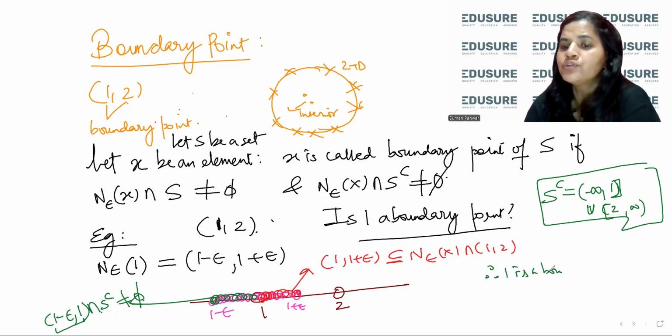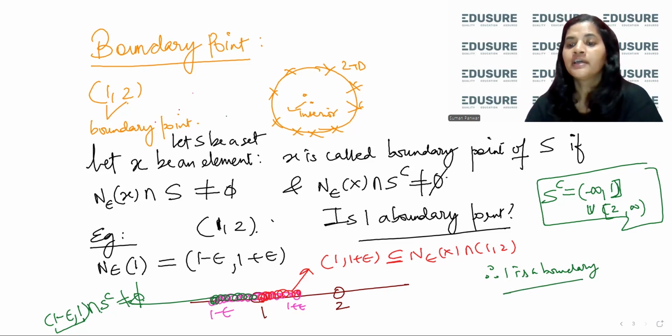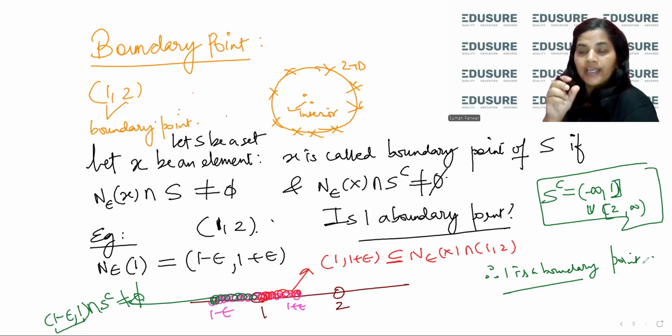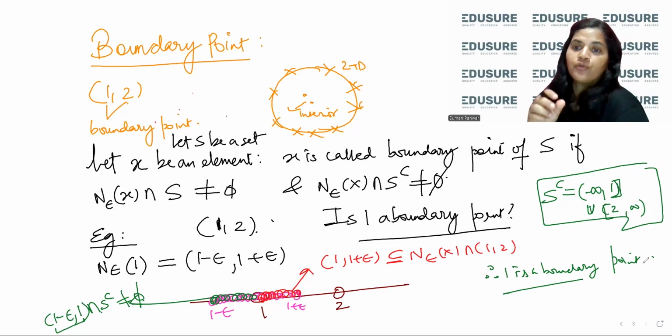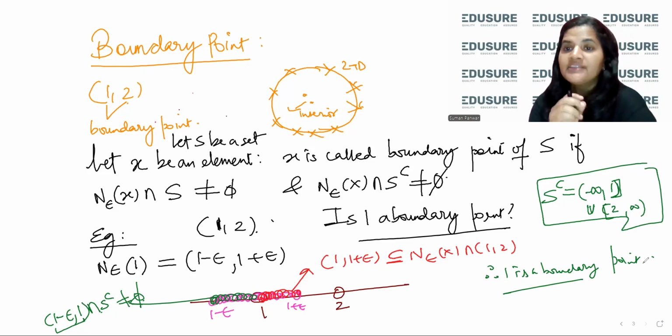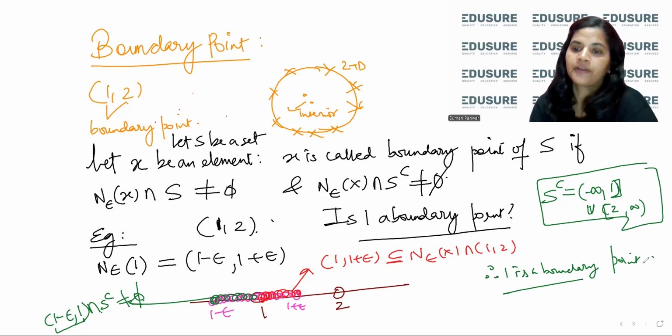So if you want to show that something is on the boundary of the set, you have to show that you can choose any neighborhood of that particular element. Every neighborhood will have an intersection with the set S as well as an intersection with the complement of S. Then we say that it is a boundary point. This was the second point.